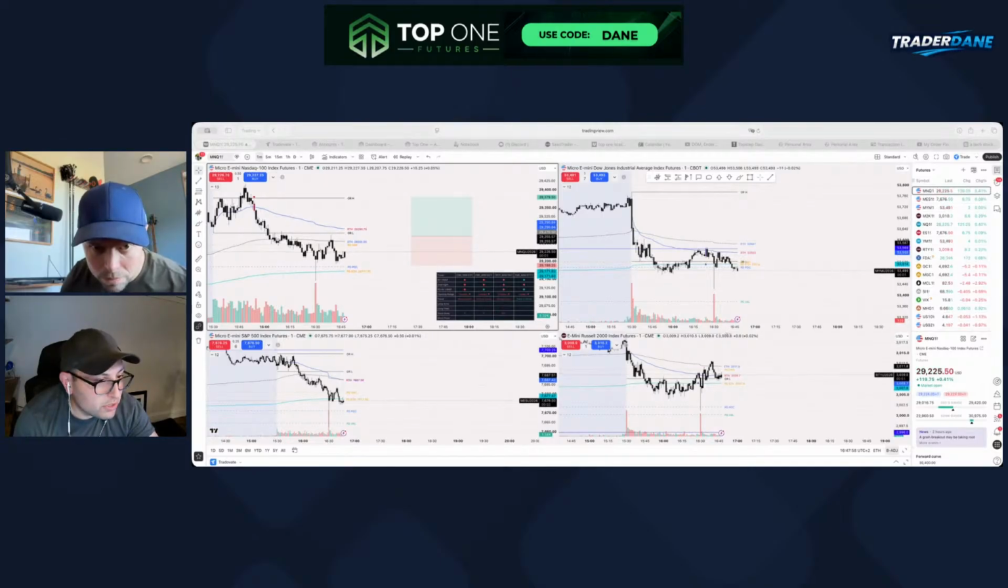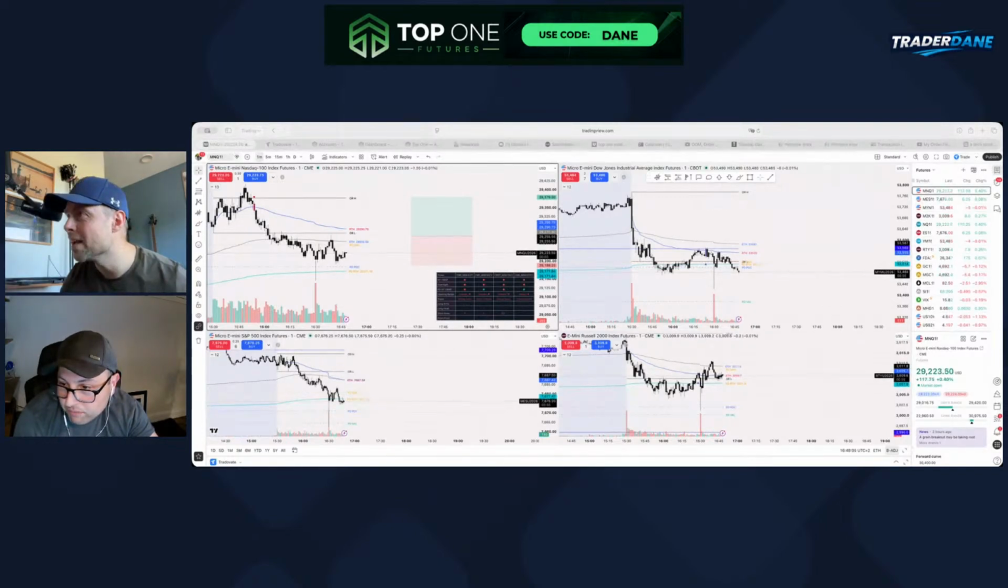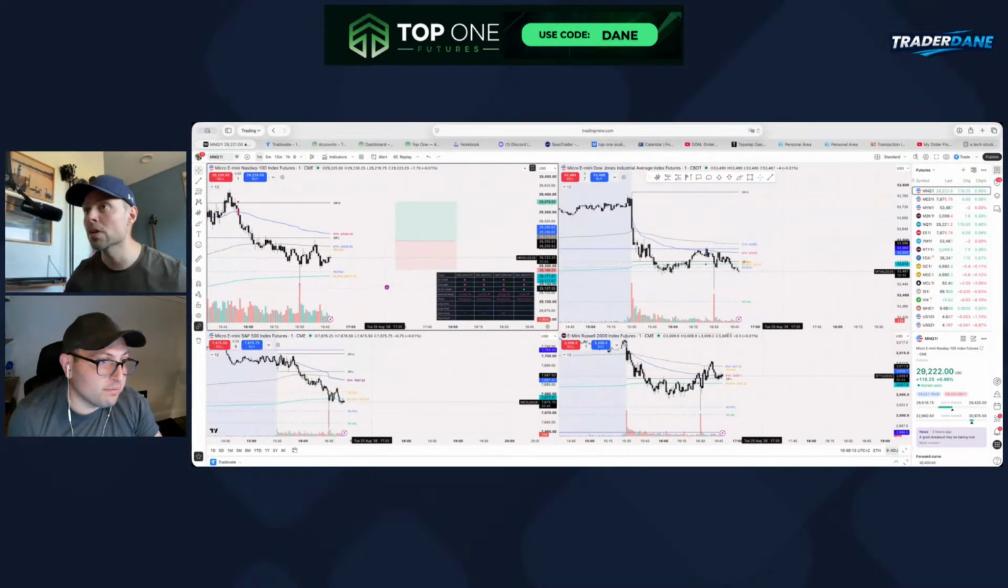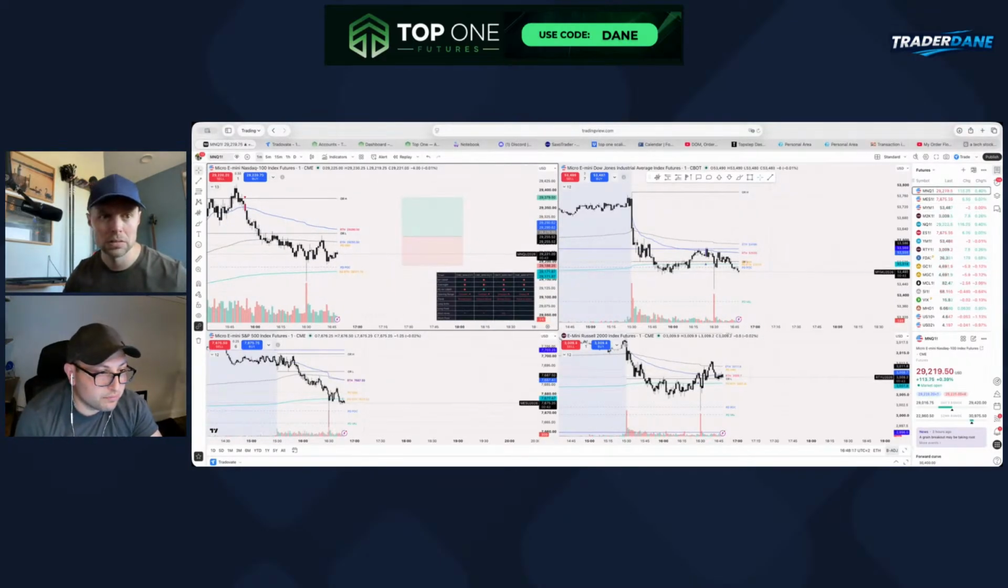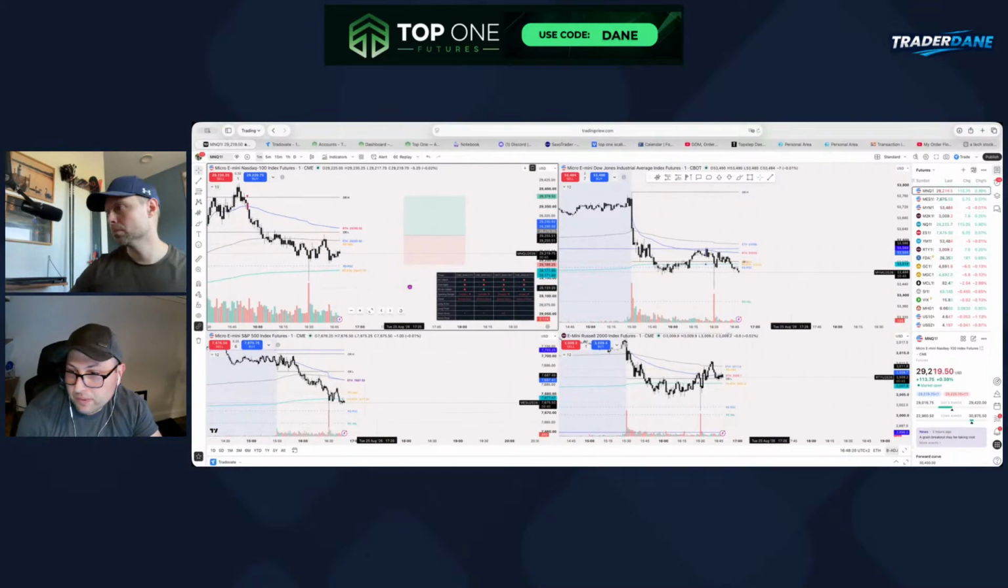Now, if we do break above overnight, I would add in. I would consider an add in. Right now, there's technically a 5-minute VWAP bounce signal on the New York short. Which one? To the short side for RTY. Oh, yeah.